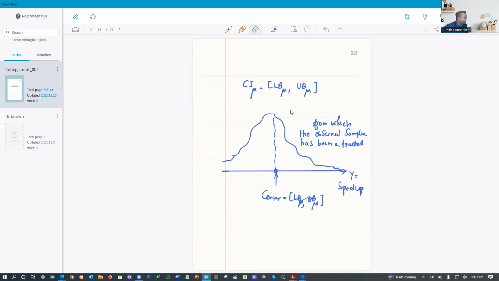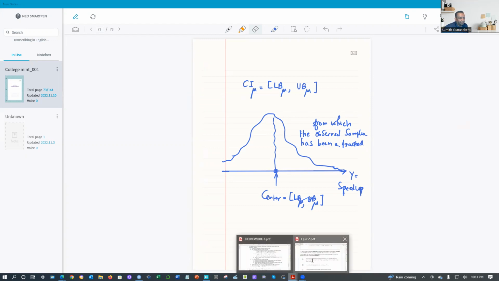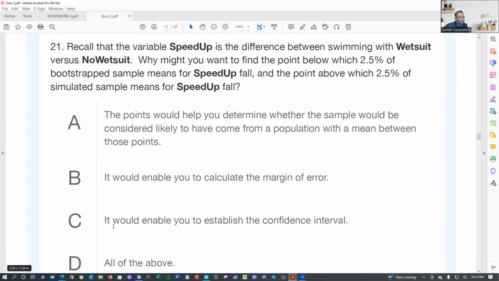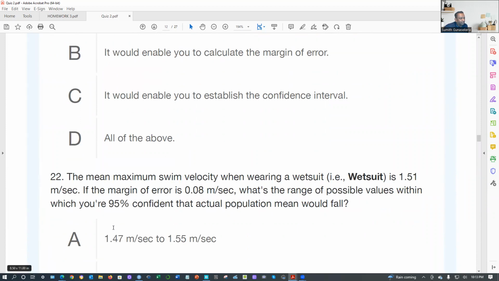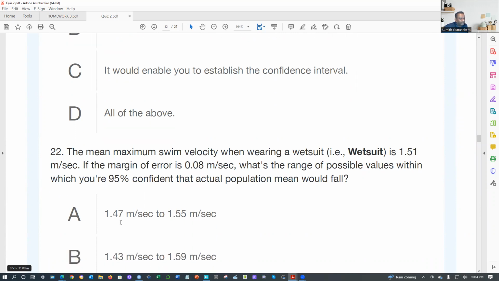Would it enable us to calculate the margin of error? Yes, it would enable us to calculate the margin of error. It would allow you to establish the confidence intervals. All of these. The mean maximum swim velocity when we are in a wetsuit is 1.51 meters per second. The margin of error has been given. What's the range of possible values within which you are confident that the actual population mean would fall?